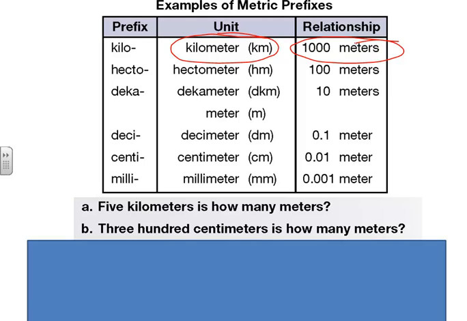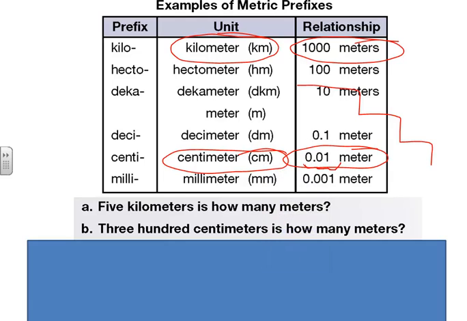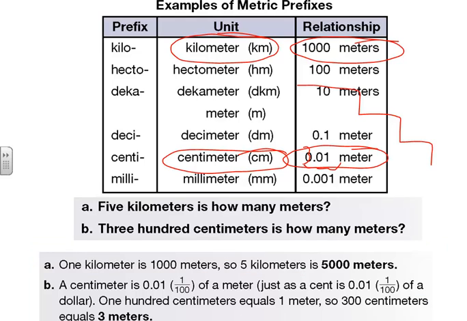300 centimeters. Here's our centimeters right here. 300 centimeters is how many meters? Well, that's a little bit more difficult. In this case here, we're going to be going up the staircase from centimeters to meters. And we're going to be going up 2 sets. So if we have our point 1 here, and we go over 1, 2, and we put our 3 right there in front of that, we'd know that 300 centimeters is equal to 3 meters.